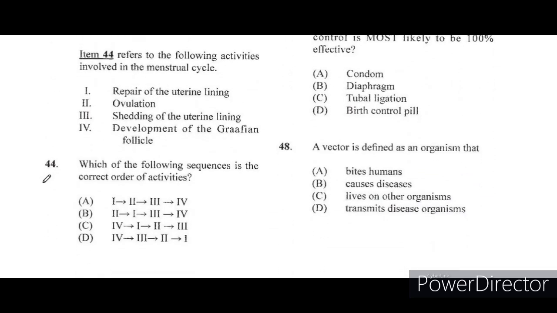44, item 44 refers to the following activities involved in the menstrual cycle. Which of the following sequences is the correct order of activities? Repair of the uterine lining, ovulation, shedding of the uterine lining. That's the last thing if ovulation doesn't take place. So last, and there are four options. So put that at 4 and 3. I just said if fertilization doesn't take place, the uterine lining sheds, the endometrium sheds.